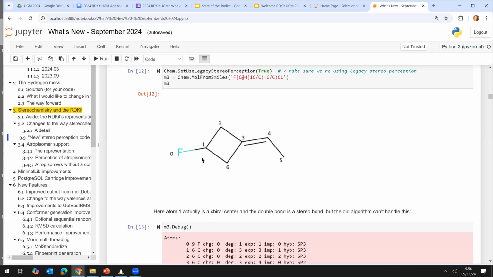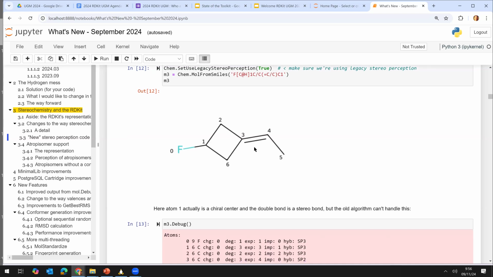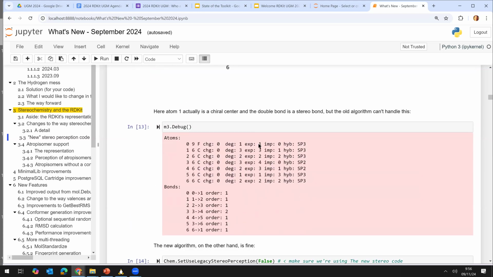The question here is whether that's a potential stereo center and that's a potential stereo bond. I mean, the answer is yes and yes. The old version of the RDKit does not realize this, but the new version does get this right. So when you use legacy stereo off, it will recognize that that's a potential chiral center and that's a potential chiral stereo bond. You really need to build a model of this to convince yourself that this is true. But it is, in fact, a chiral center and a stereo bond.